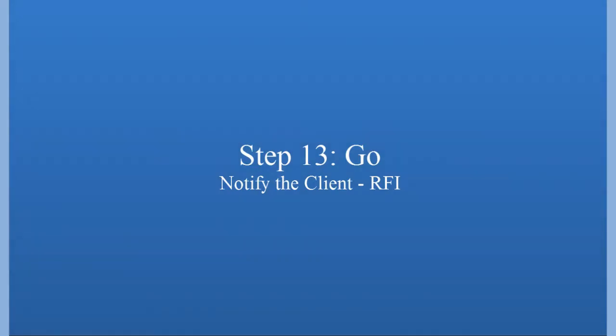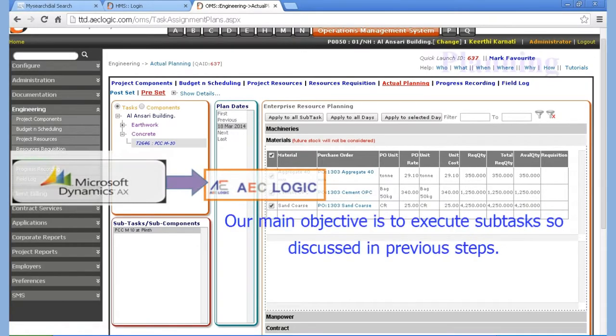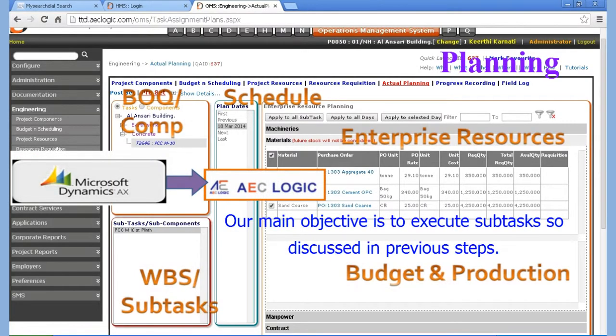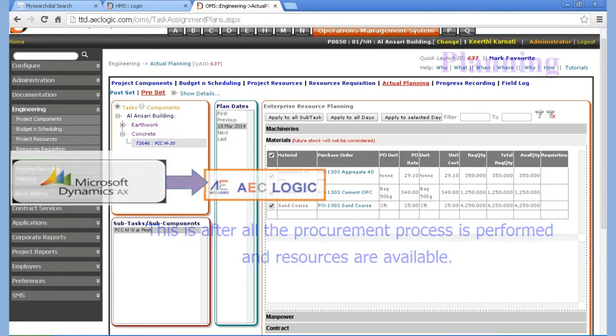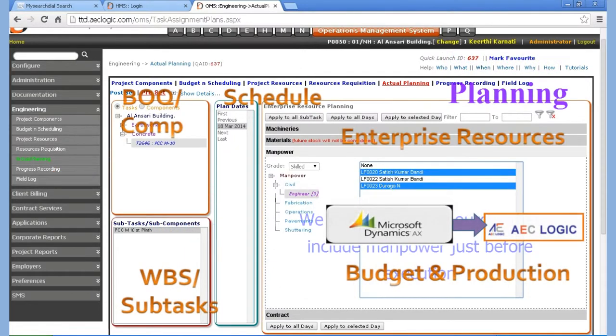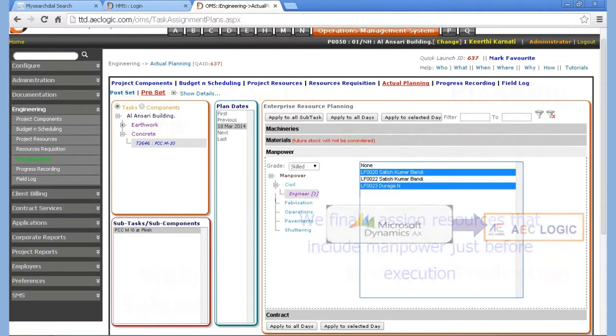Let us resume the control back to project plans. Our main objective is to execute subtasks so discussed in previous steps. This is after all the procurement process is performed and resources are available. We finally assign resources that include manpower just before execution.